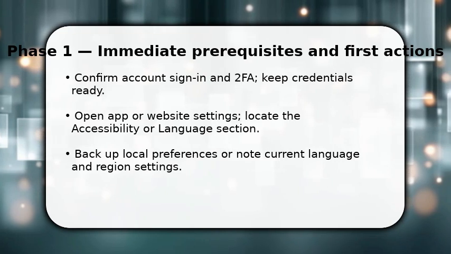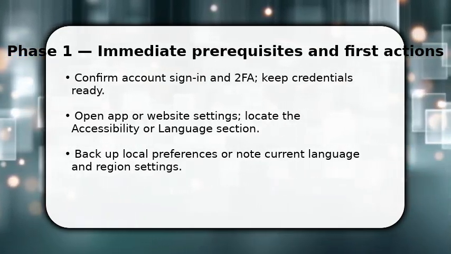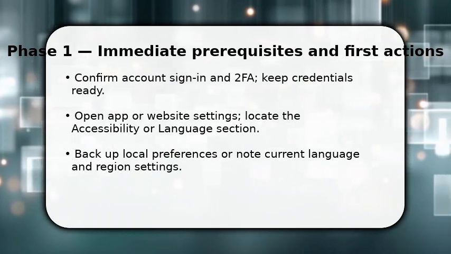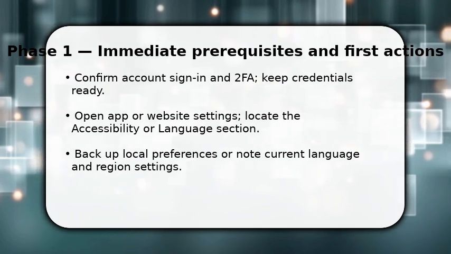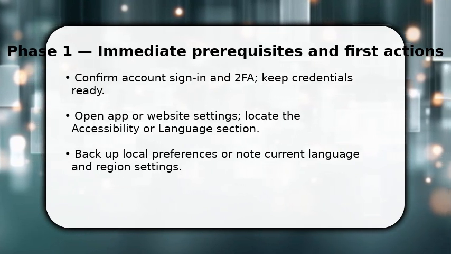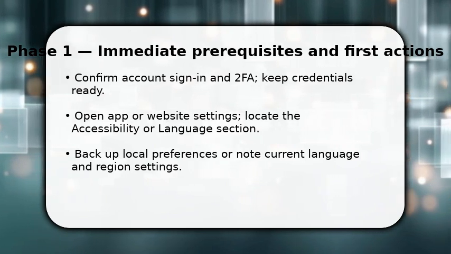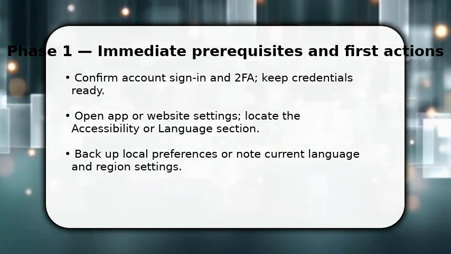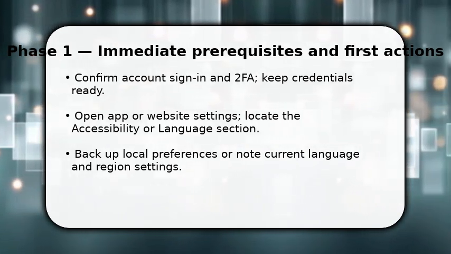You start now. Sign in and confirm two-factor authentication is active so nothing interrupts changes. Open the app or website and go straight to Settings, then Accessibility or Language. Don't browse menus. Once there, check your current language and region. Make a quick note or backup of local preferences so you can revert if needed. This initial check prevents locking yourself out and prepares you for safe changes, especially on shared or managed devices.